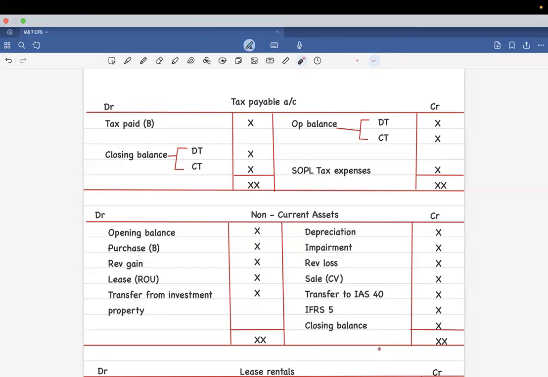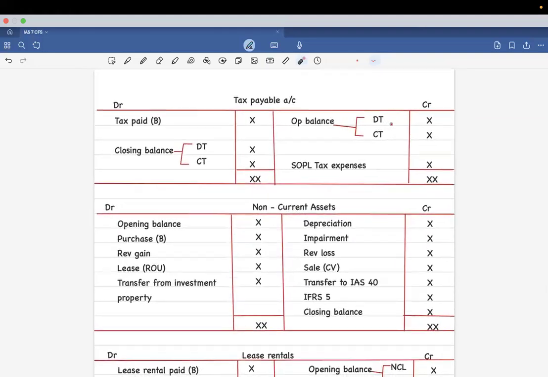But the problem is, in the question, you would be given an opening balance, a closing balance, and also an SOPL tax expense, but you don't know how much is actually paid in cash. So what we do is we take the statements that are given to you. We take the opening balance, and the opening balance would be split between the deferred tax and current tax. So you're going to take them both.